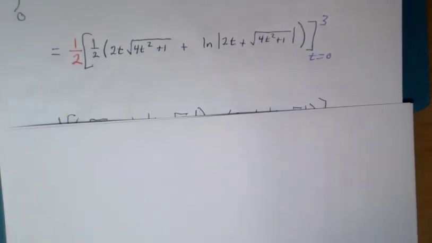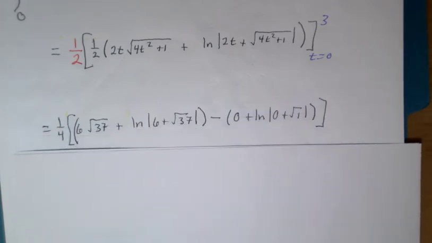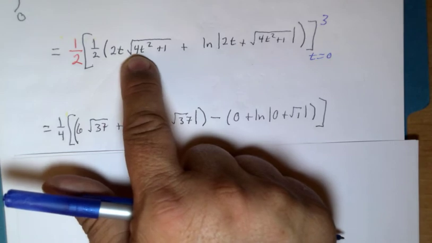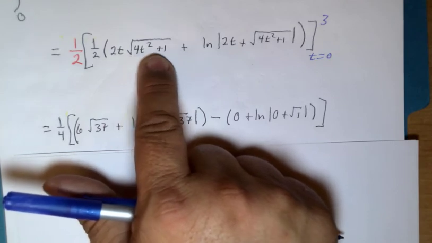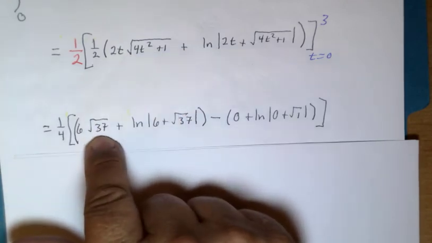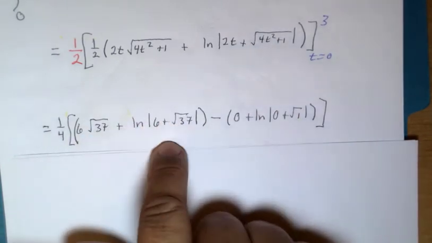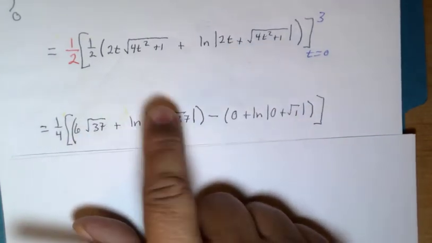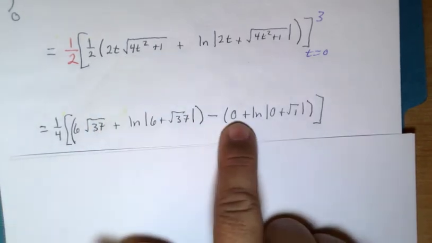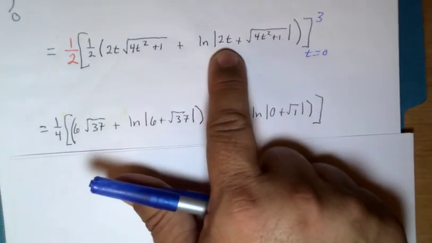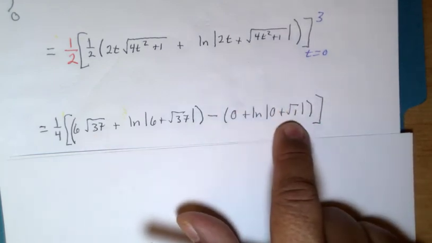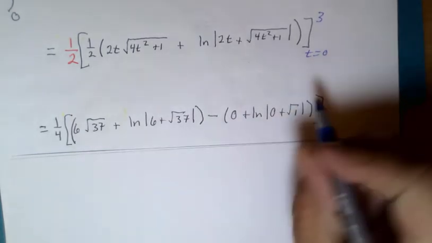Alright, when t is 3, I get 2 times 3 is 6, 3 squared is 9, times 4 is 36, plus 1, 37, and I get something similar over here when I plug in t is 3. And then when I let t equal 0, this expression becomes 0. 2 times 0 is 0. 0 plus 1 is 1, so I wrote it so you could see that I didn't ignore it, that I took it into consideration.